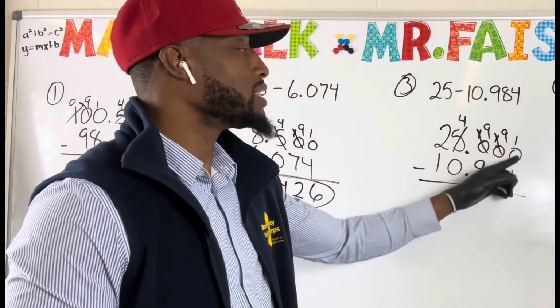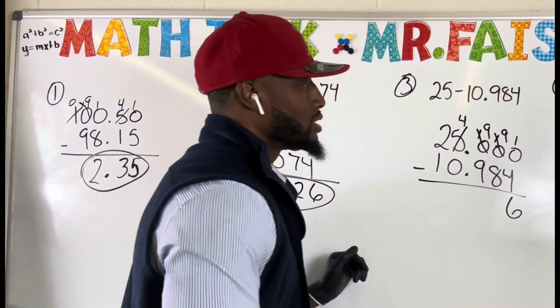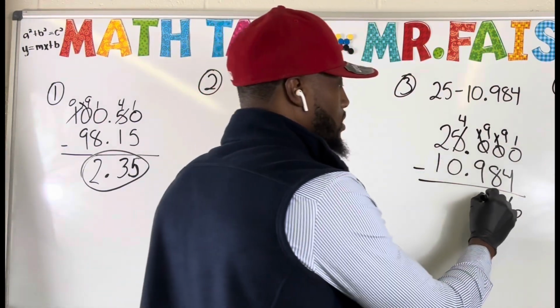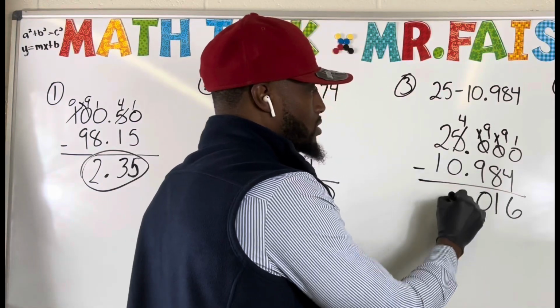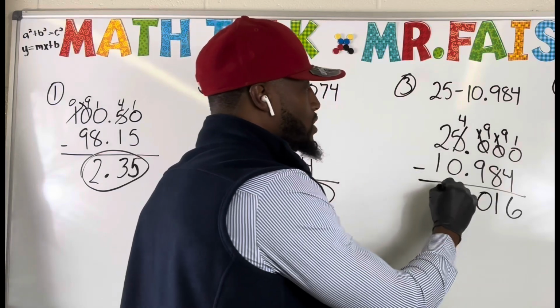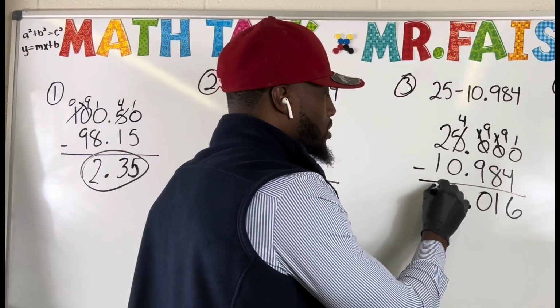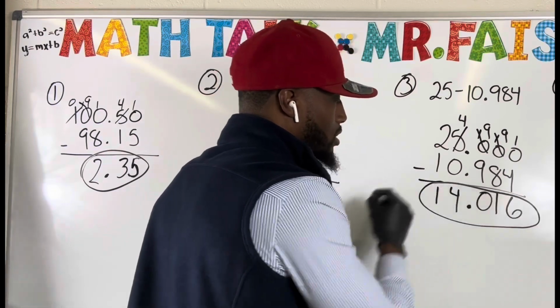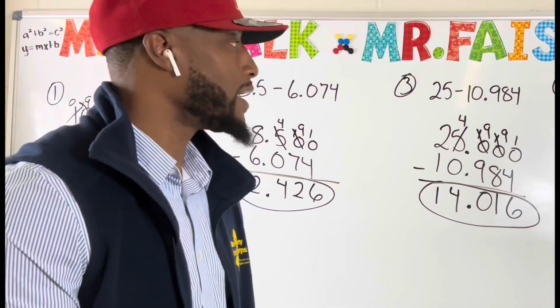Now we got 10 minus 4 is 6. 9 minus 8 is 1. 9 minus 9 is 0. Got our decimals, bring the decimal right on down. Then we have 4 minus 0 is 4. 2 minus 1 is 1. All right? 14.016. All right?